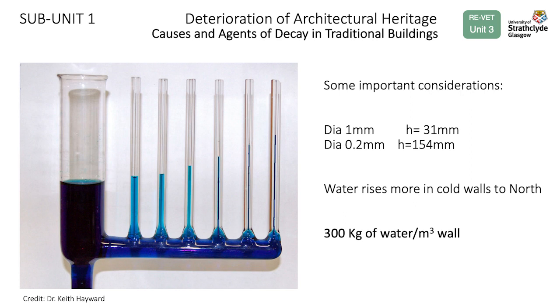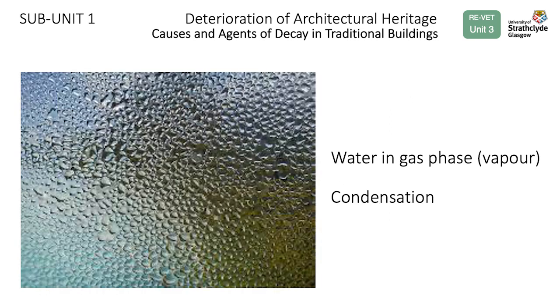For example, in pores of 1 millimeter diameter, the water rises in the wall to a height of 31 millimeters, and in 0.2 millimeter diameter pores, the water reaches 154 millimeters. Also, it's important to consider that water rises more in cold walls oriented to north, and that 1 cubic meter of masonry can contain as much as 300 kilograms of water. When a building is in use, water vapor is produced and moving around the building. It condenses on cold surfaces within the building.